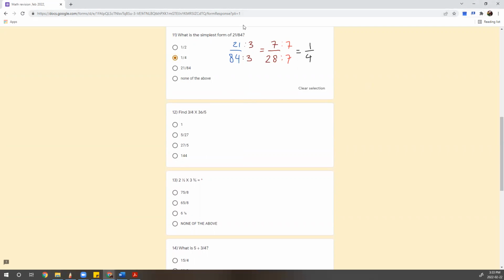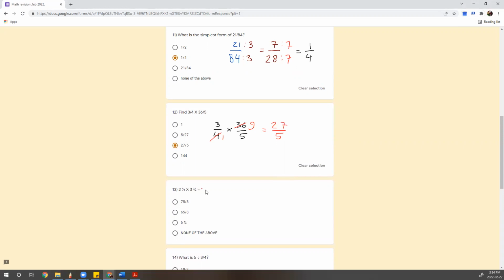Find 3 over 4 multiplied by 36 over 5. Again, what you can do is try to focus on top and bottom, right? 4 can be simplified with 36. You divide by 4, you divide by 4, and you cannot go further. So the answer will be 27 over 5. That's the answer, right? Because 9 times 3 is 27, 1 times 5 is 5.